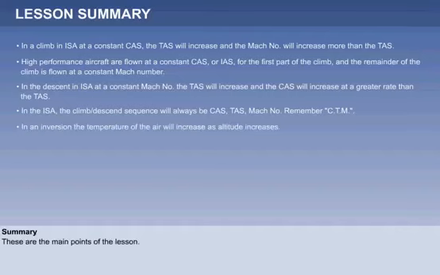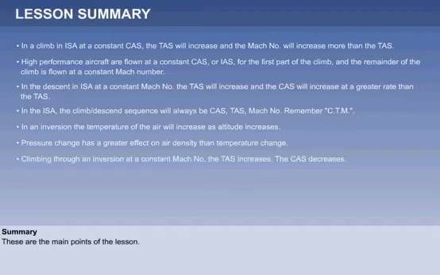In an inversion, the temperature of the air will increase as altitude increases. Pressure change has a greater effect on air density than temperature change. Climbing through an inversion at a constant Mach number, the TAS increases. The CAS decreases. Descending through an inversion at a constant Mach number, the TAS decreases.